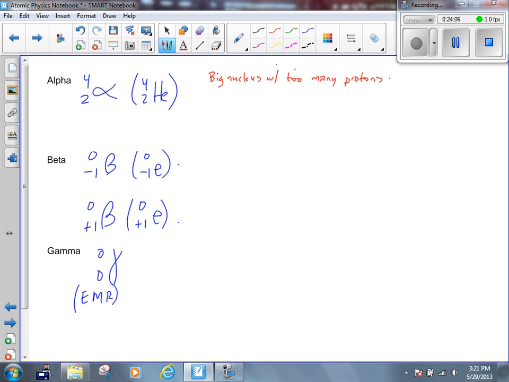Why is this nucleus not stable if it has too many protons? Well, let's take a look at two forces that exist within the nucleus. There's the electrostatic force, which is a repulsive force. It can be attractive as well, but between protons, it's going to be repulsive. Proton repels proton. It tries to push the nucleus apart, to break the nucleus apart.